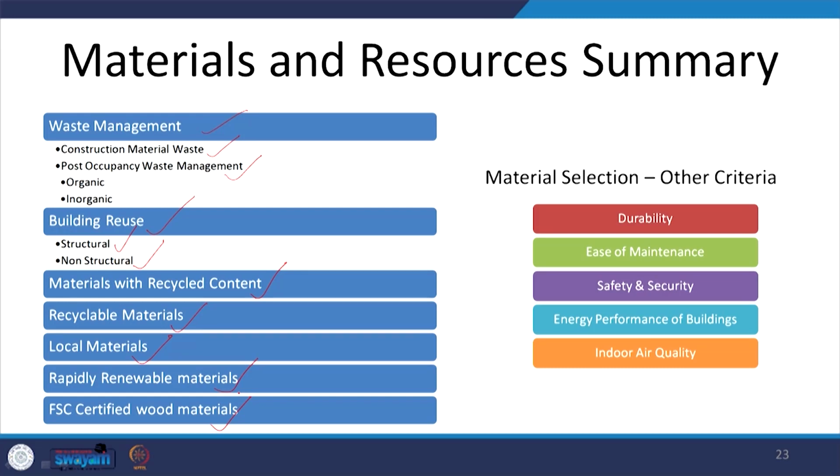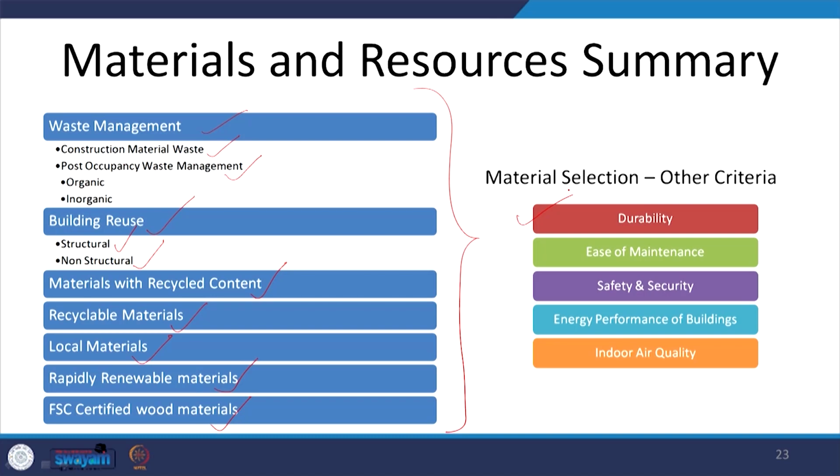Then we talked about rapidly renewable materials, what the different types of materials are which qualify as rapidly renewable materials and how to show the compliance, and also for the FSC certified wood materials. Besides these compliance criteria, we also should keep in mind a couple of other selection criteria. As I have also discussed in between these lectures, durability is one of the very important criteria. We cannot ignore durability and go for a material which is high on recycled content and locally available. So, we have to look at durability and strength.